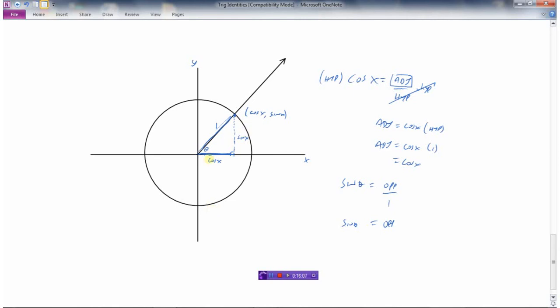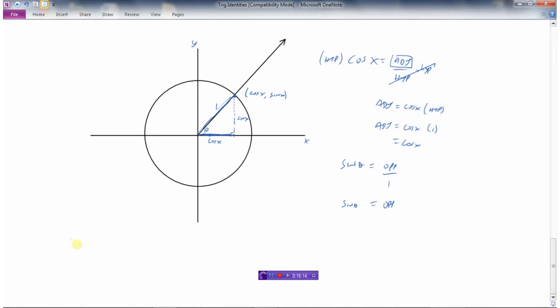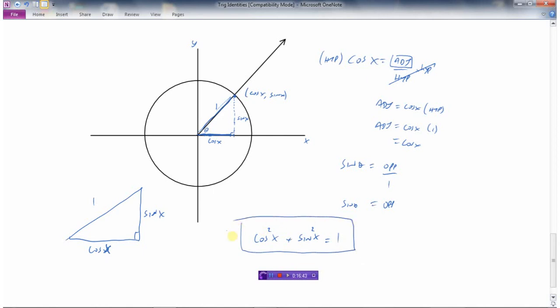So this would be a triangle with the radius of 1. So I'm just going to pull that triangle out here. This side's 1, this side's cos x, this side is sine x, and this is a 90-degree triangle. So Pythagoras would say that cos squared plus sine squared equals the hypotenuse squared. Well, 1 squared is just 1. So this would be a new identity: cos squared x plus sine squared x equals 1.